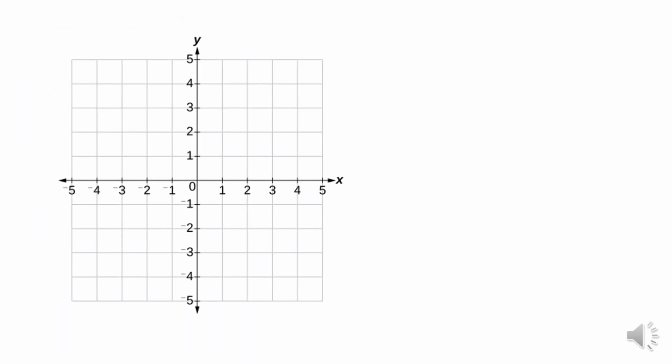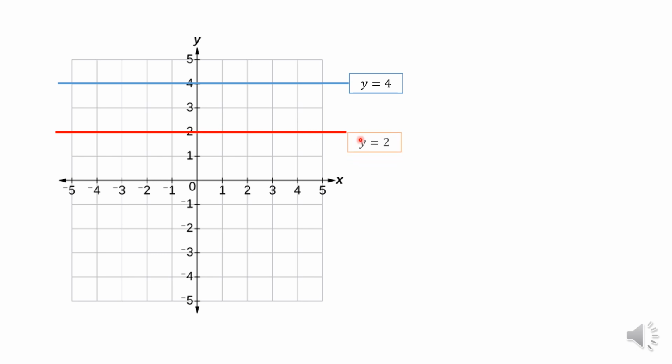So let's talk about horizontal lines. So let me bring my grid back here. And if I bring my grid back and I bring in lines like the blue one here, you can see that this line cuts the y-axis now at 4. So its equation is nothing but y equals to 4. If I bring a red one here, you'll see that this cuts the y-axis at 2. So its equation is y equals to 2.